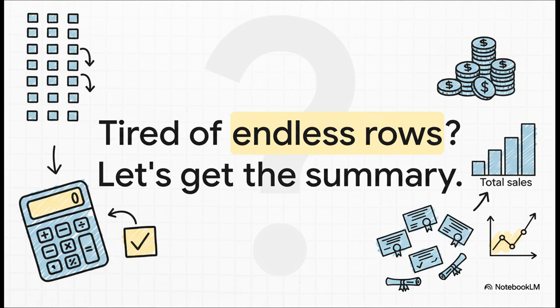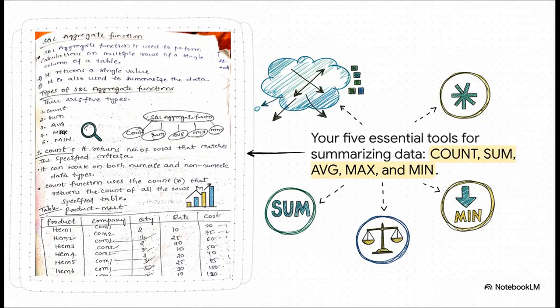You want the total sales. You don't need every student's individual score. You want the class average. And that is precisely what aggregate functions were made for. And these 5 right here are the absolute workhorses of aggregation. You've got COUNT to see how many rows you have, SUM to add up values, AVG to get the average, of course, and MAX and MIN to find the highest and lowest values. These 5 are your go-to toolkit for boiling down massive amounts of data into numbers that actually mean something.